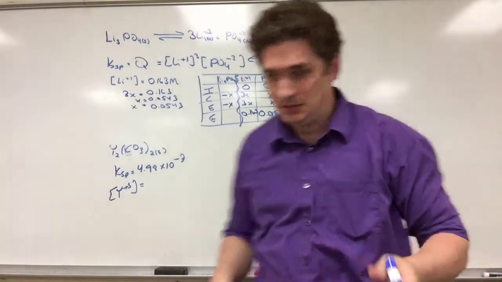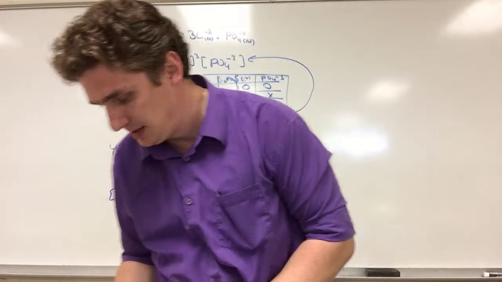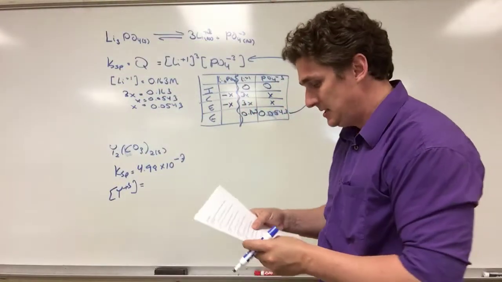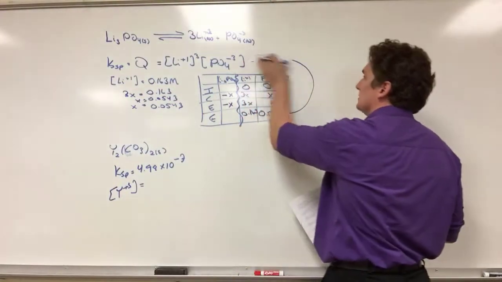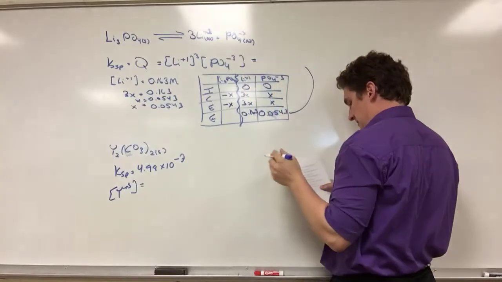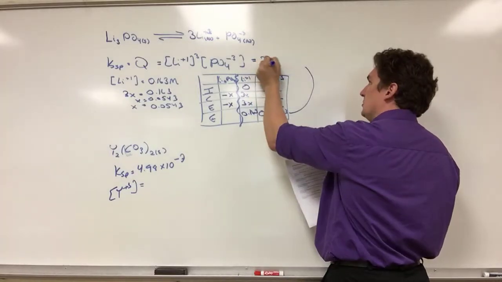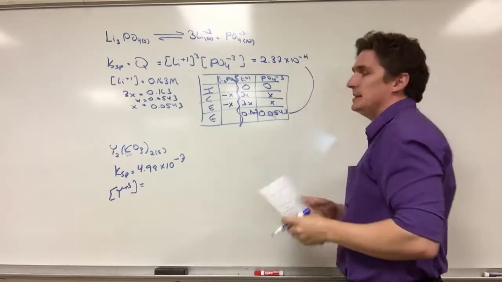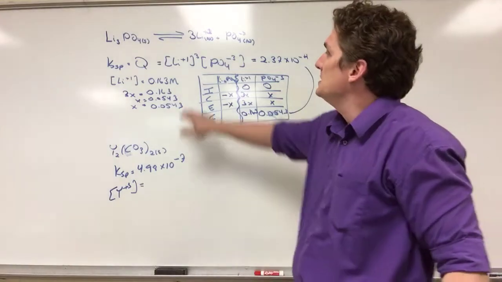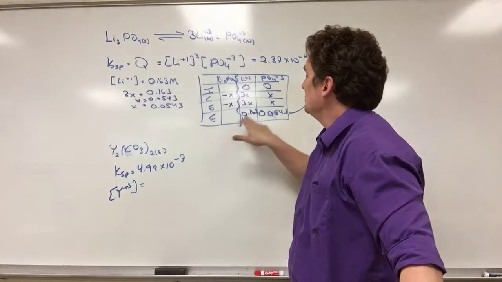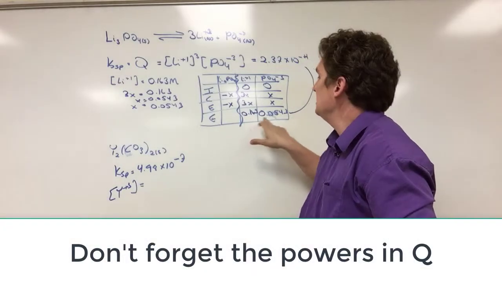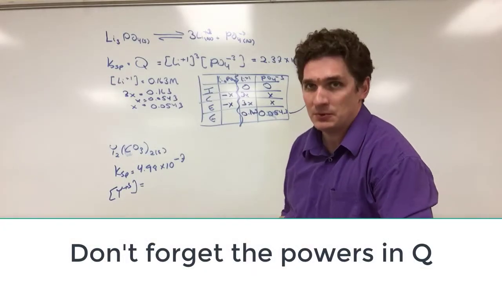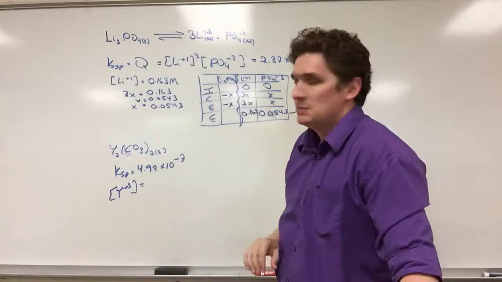And when we plug it in, and I've got my handy dandy solution set here, we get the Ksp of lithium phosphate equals 2.37 times 10 to the negative 4. Now, a common mistake with this type of problem, this is lithium concentration cubed, so you're going to need to cube this 0.163 and then multiply it by the 0.0543. And that will give you the Ksp.